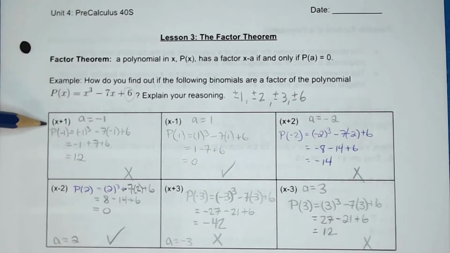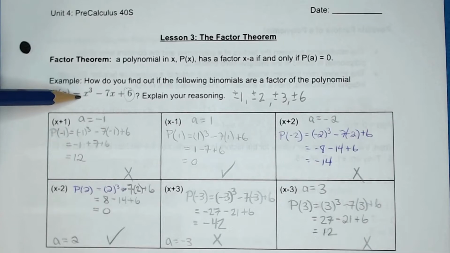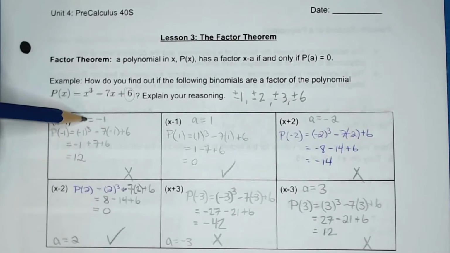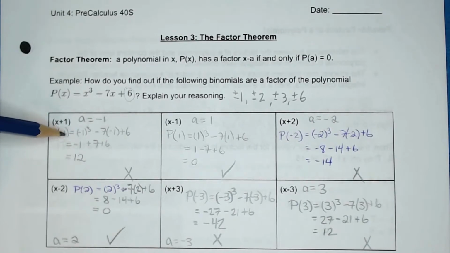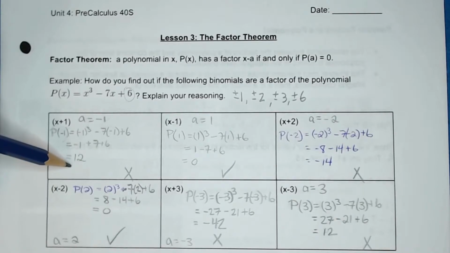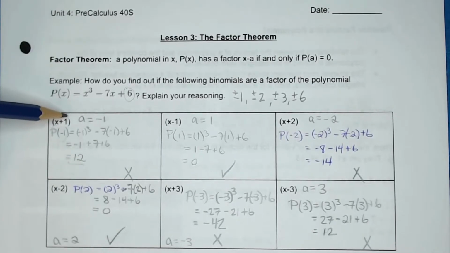So I just did an example of each. All I did here was state, okay, if x plus 1 is a binomial factor of this polynomial, then a equals minus 1, and I found p of minus 1. So whenever there's an x, I just plug minus 1 in and solve for it. Now at the end, we get a remainder of 12. So that tells us that x plus 1 is not a factor of the polynomial x cubed minus 7x plus 6.